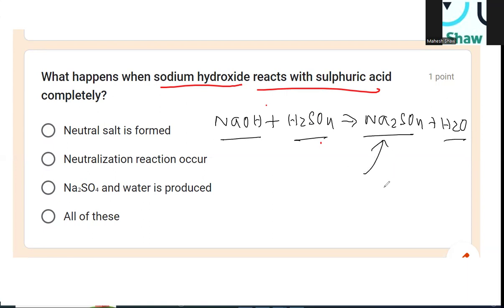Well, the nature of a salt, whether it's acidic, basic, or neutral, depends upon the acid and the base. As we can see here that both acid as well as base are strong, therefore the salt has to be neutral. So a neutral salt will be formed in this case.